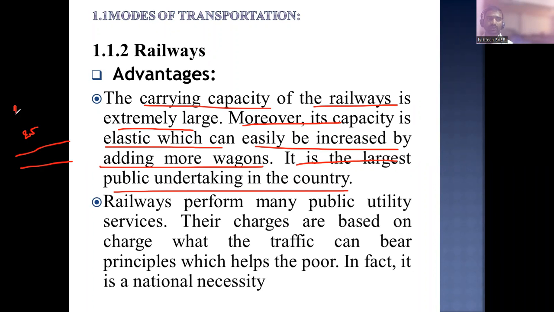If only two railways are coming, each having only 25 bogies, the accommodation of people is very high. So what they will do is increase 5 more bogies or 10 more bogies. They will increase the bogies and facilitate. That's what he is explaining here. The carrying capacity of the railway is extremely large, so it can carry extremely large loads. Moreover, its capacity is elastic. Elastic means you can increase the number of bogies and you can decrease the number of bogies, which can easily be increased by adding more wagons.